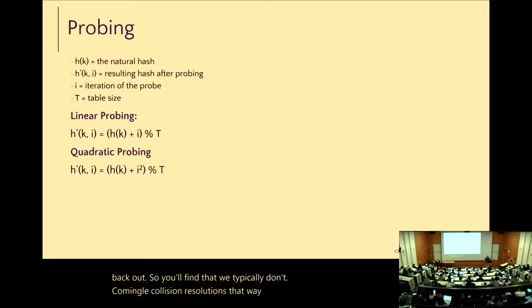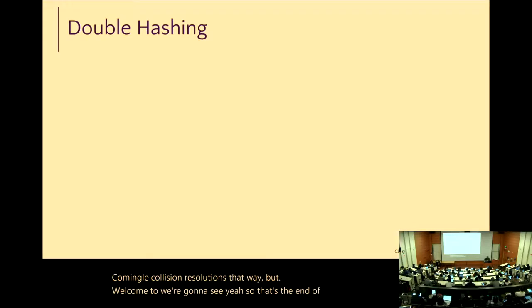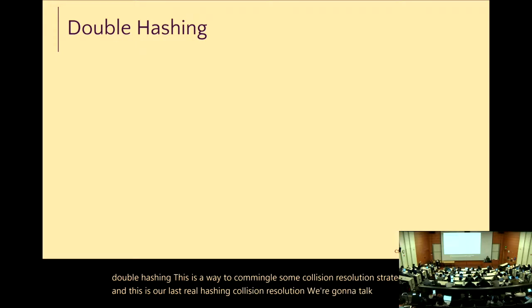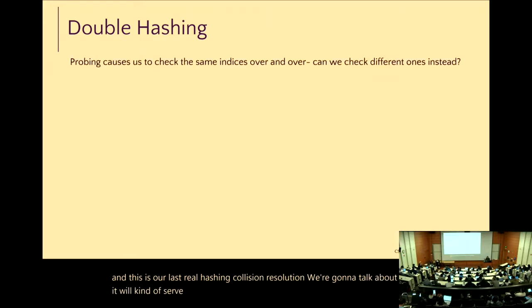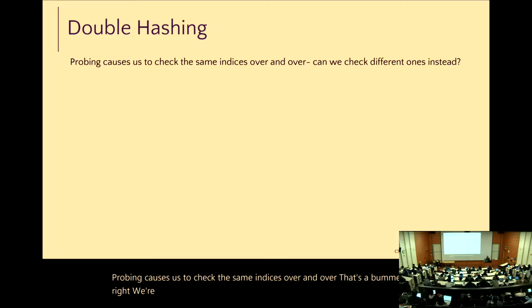But welcome to, so that's the end of those. Welcome to double hashing. This is a way to commingle some collision resolution strategies, and this is our last real collision resolution we're going to talk about, and it will kind of serve what you mentioned here. So probing causes us to check the same indices over and over. That's a bummer, right? We were just asking, why do we keep looping? Can we check different ones instead?